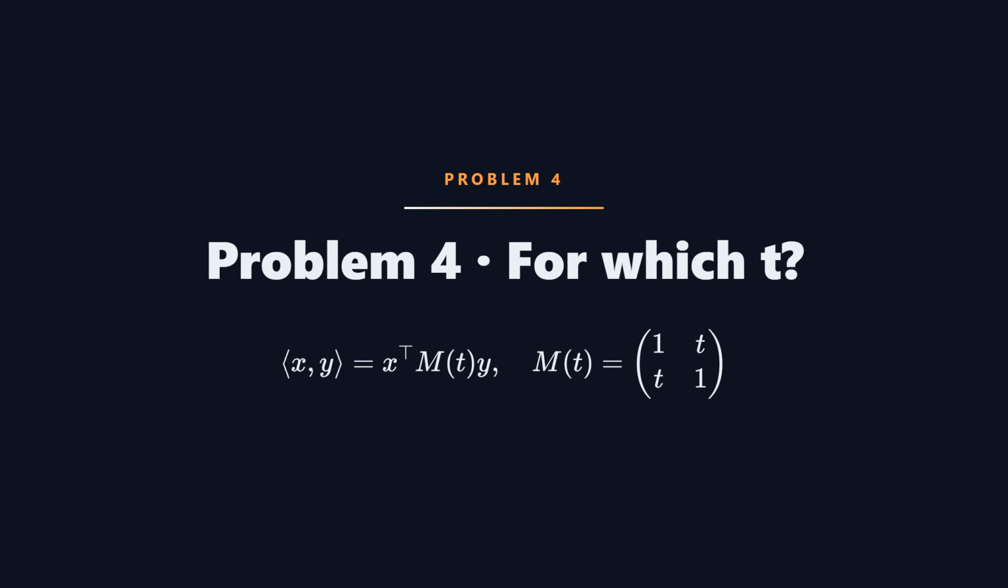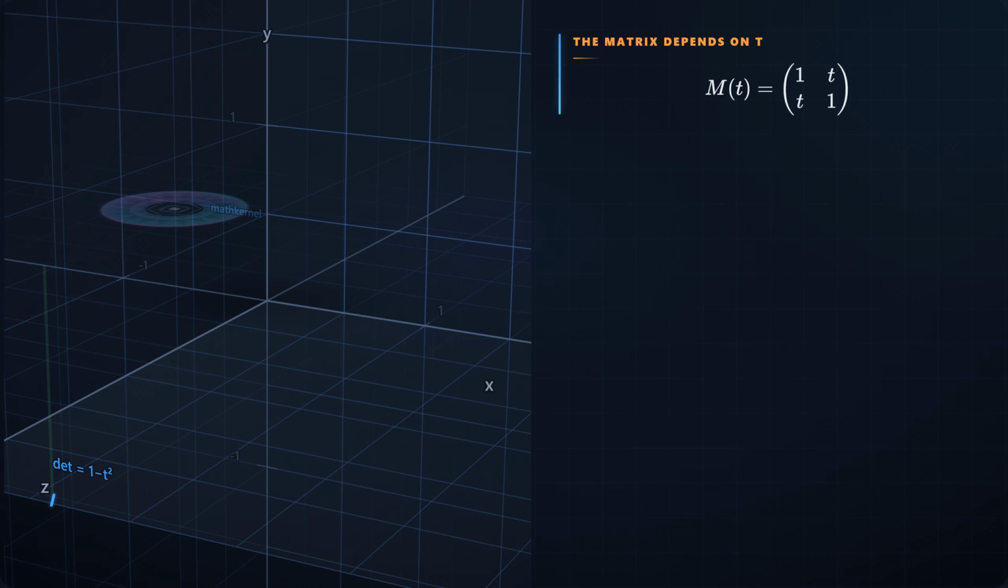Problem 4. A parametrized version the exam loves. The matrix depends on a parameter t. For which values of t is it a scalar product? Pause and find the range. The matrix has a 1 on the diagonal and the parameter t off it. Symmetric for every t, so the first two axioms always hold. The whole question is positive definiteness, and it will depend on t. Use Hurwitz again. The first leading minor is just 1, always positive.